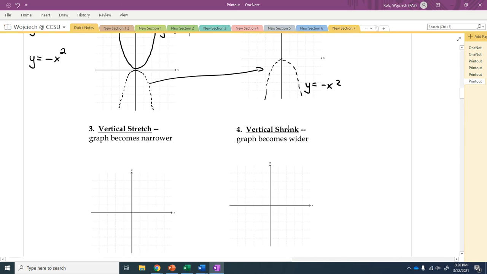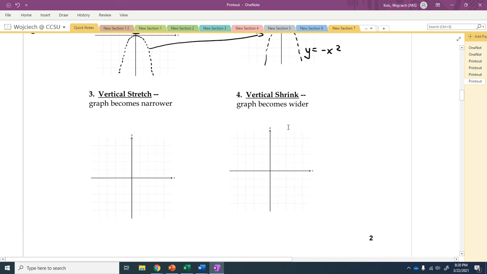And the last concept we will discuss on this page is vertical stretch. A graph becomes narrower. Look at the wording because sometimes this is tricky. Vertical stretch means graph becomes narrower, and a vertical shrink means graph becomes wider. Now, if you think about typical graph, typical equation y equals x squared, there is 1 in front of it. Technically, it's 1x squared. So what happens? So y equals x squared looks like this.